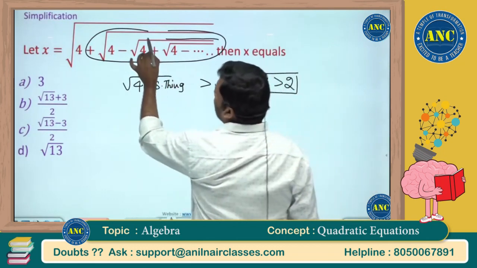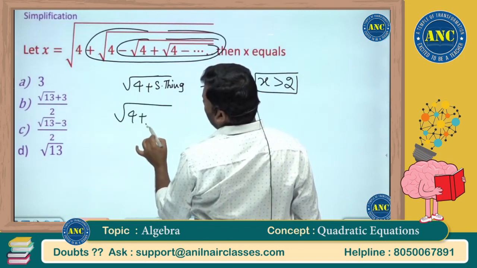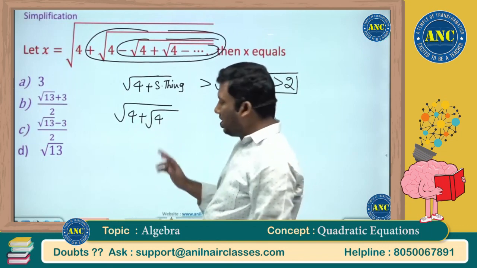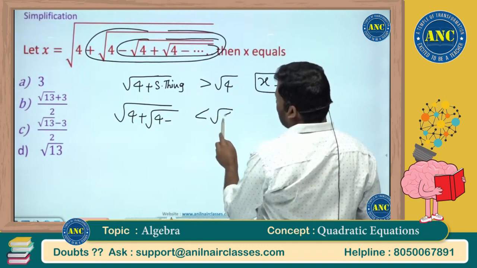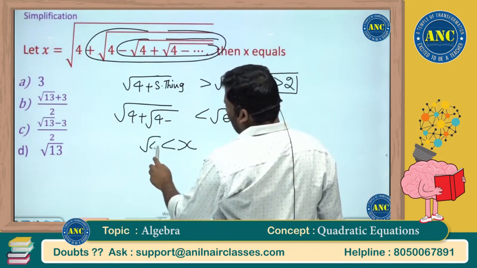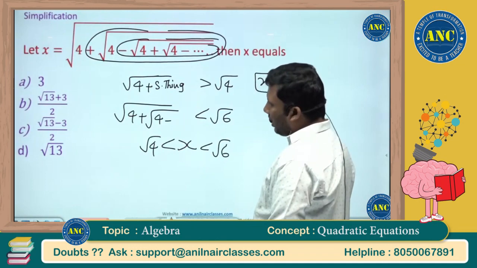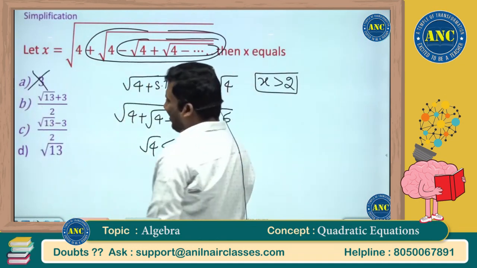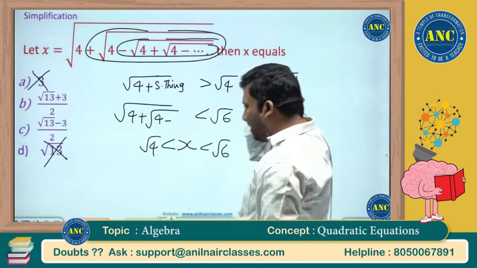Next one. Assume this entire thing is not there. So it is root of 4 plus root of 4. Root of 4 is 2. 2 plus 4, 6. But it is 4 minus. Answer is less than root 6. That means x lies between root 4 and root 6. 3 is root 9. Root 9 is greater than root 6. Root 13 is greater than root 6. I hope the idea is clear.